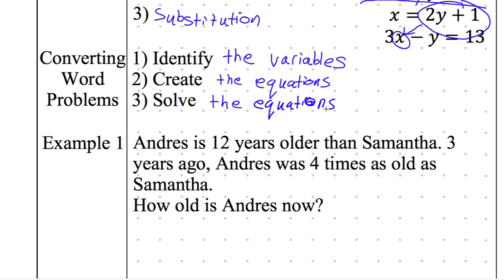All right. I need a quiet raised hand to read our example. Go for it, Jess. Andres is 12 years older than Samantha. 3 years ago, Andres was 4 times as old as Samantha. How old is Andres now? All right. So it's a tricky question.